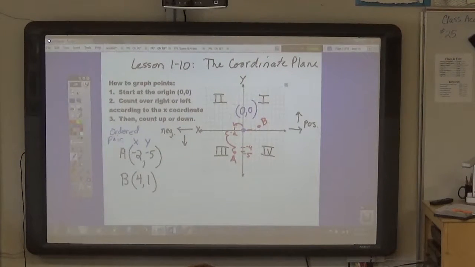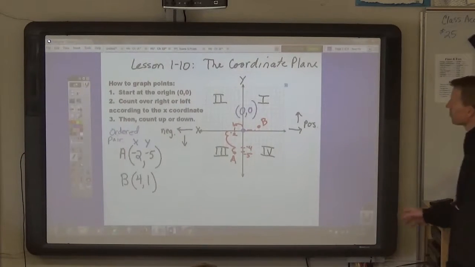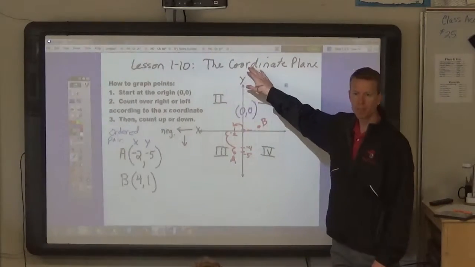Okay, so we're at the last lesson of the chapter, 7th graders. Lesson video 110. And it's a review of the coordinate plane.